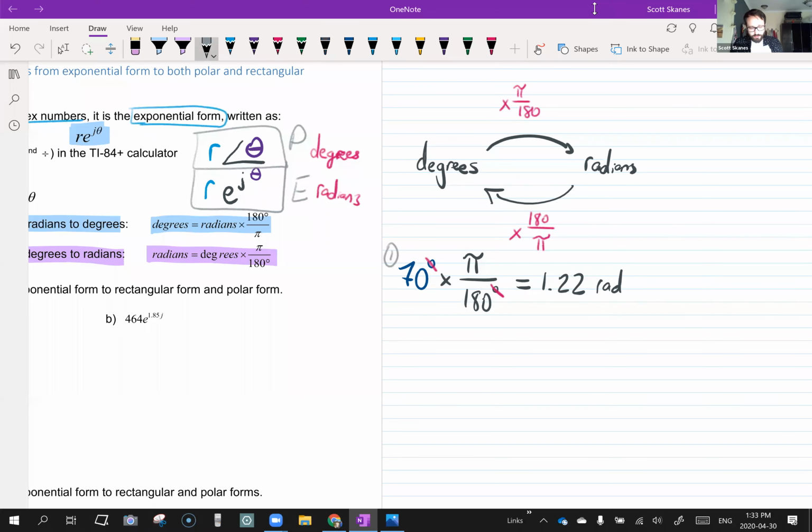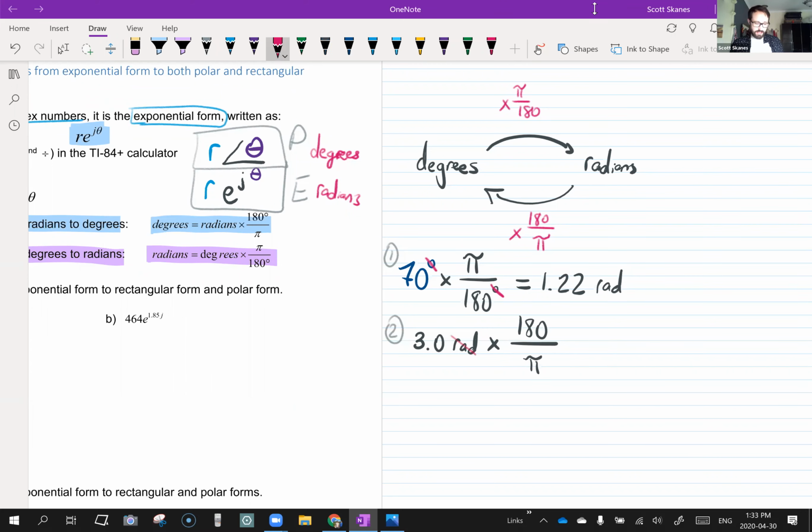I'll do one more for you, and then you'll be fully prepared to do this. What if you had 3.0 radians? How do I convert that to degrees? Well, you just need to set up the fraction. It's either 180 on top or on bottom. Where's the 180 going to go? Where's the pi going to go? Well, maybe you're thinking about this, maybe you're not. The pi needs to go on bottom, and the 180 goes on top.